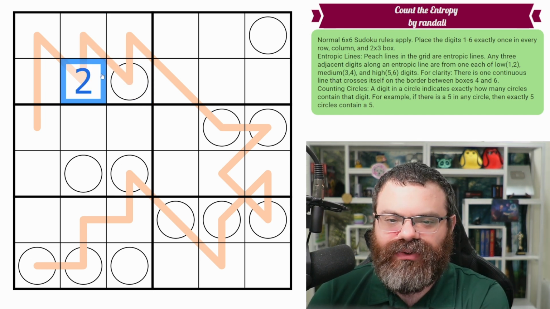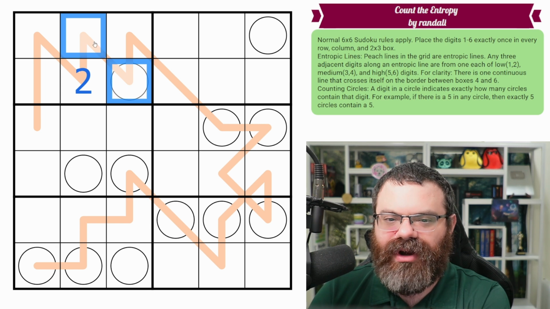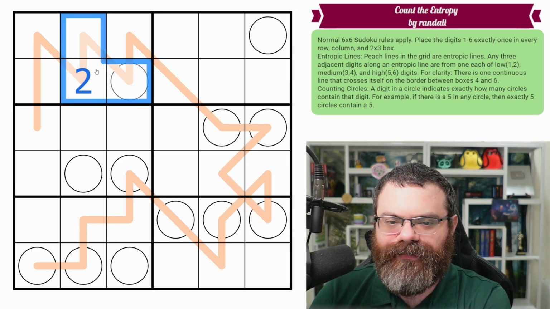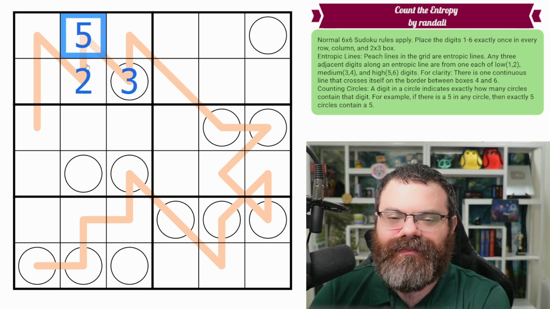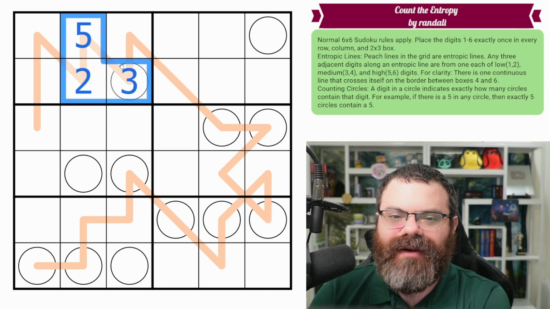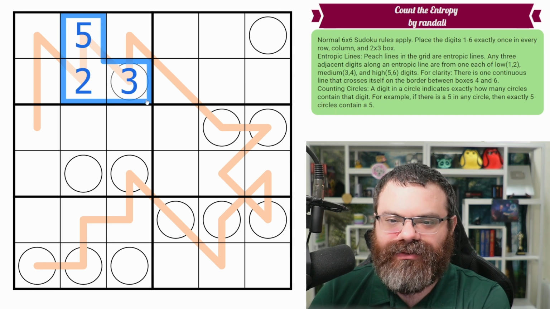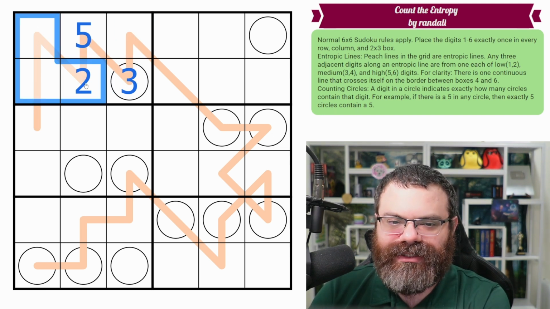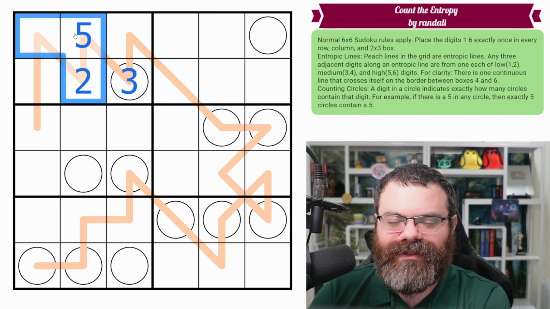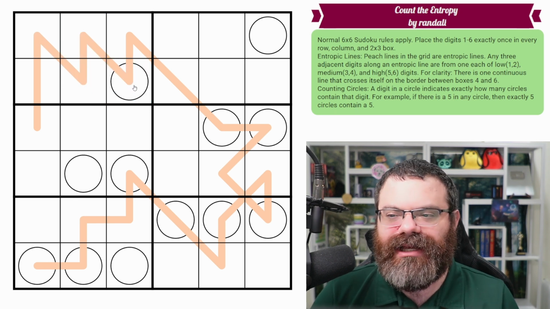So if this was a 2, for example, that means we can't put another 1 or 2 in this group of 3. And so we could do, say, a 5 here, and then we could do a 3 here. That would be one way to fulfill this group of 3. But keep in mind that we also have other groups of 3 on the line, like this group of 3, right? Or this group of 3, or this group of 3. It's every single overlapping group of 3. So this group of 3 would need to have one of each, for example. So that's how entropic lines work.